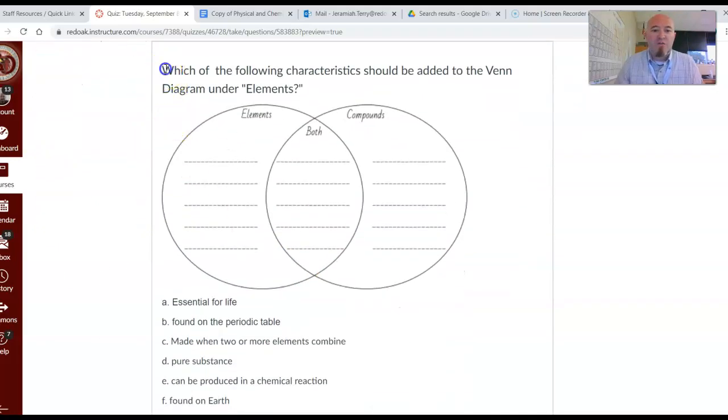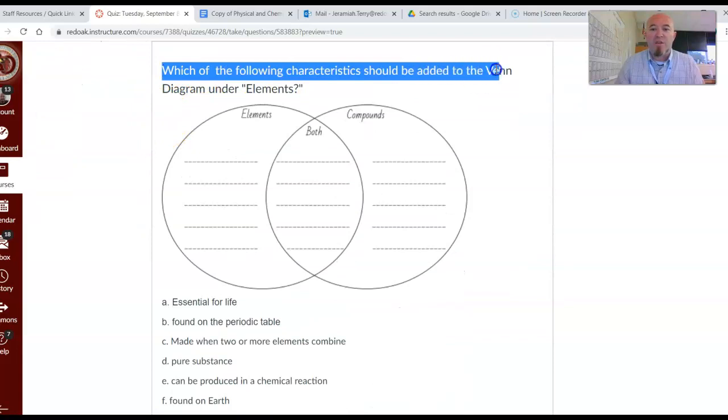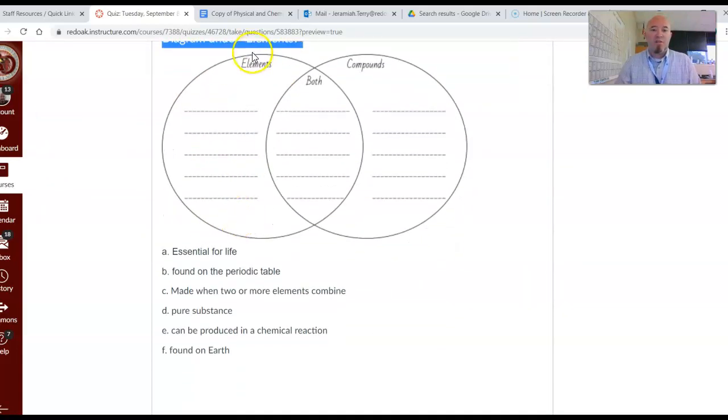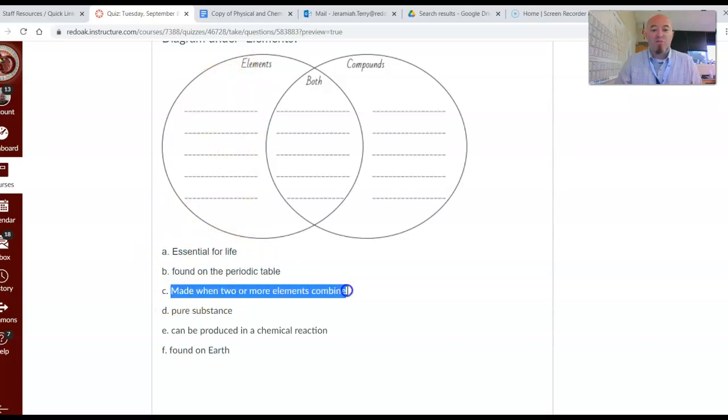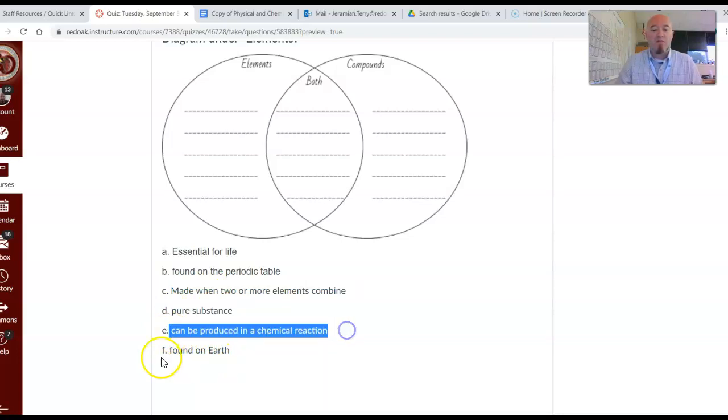Question 14. Which of the following characteristics should be added to the Venn diagram under elements? So what belongs here? On the elements side only: essential for life, found on the periodic table, made when two or more elements combine, a pure substance, can be produced in a chemical reaction, and found on Earth.